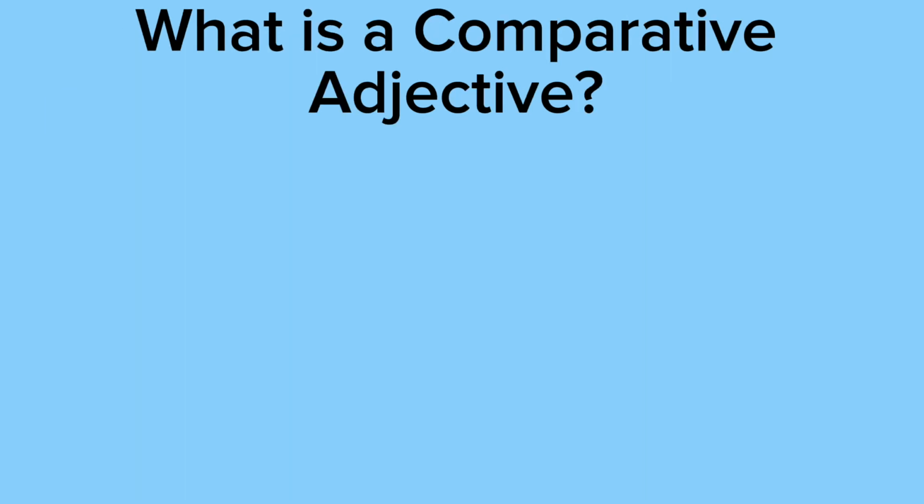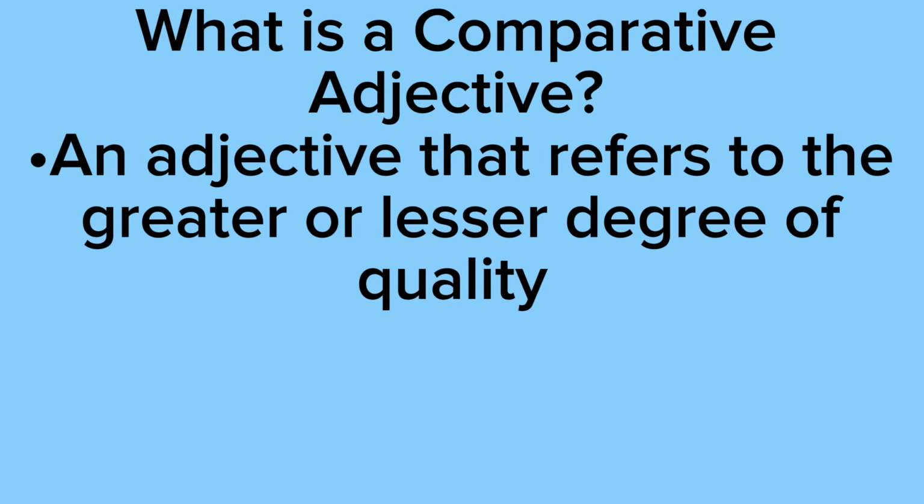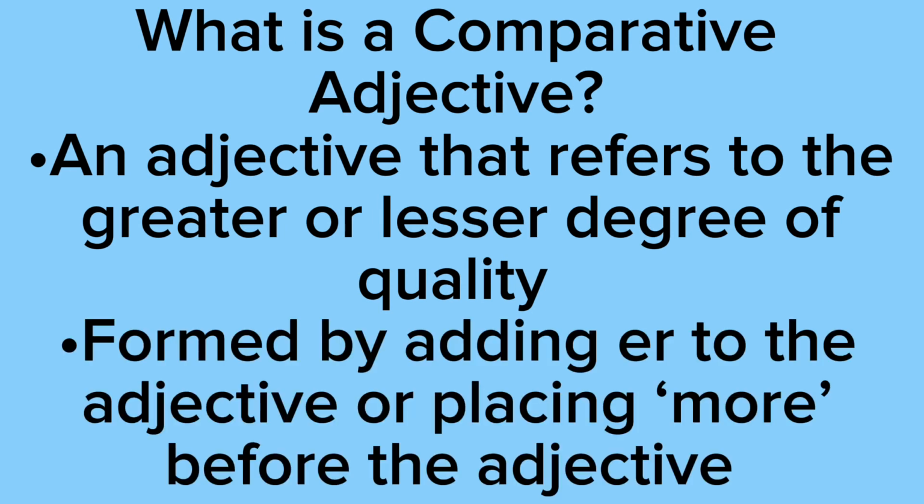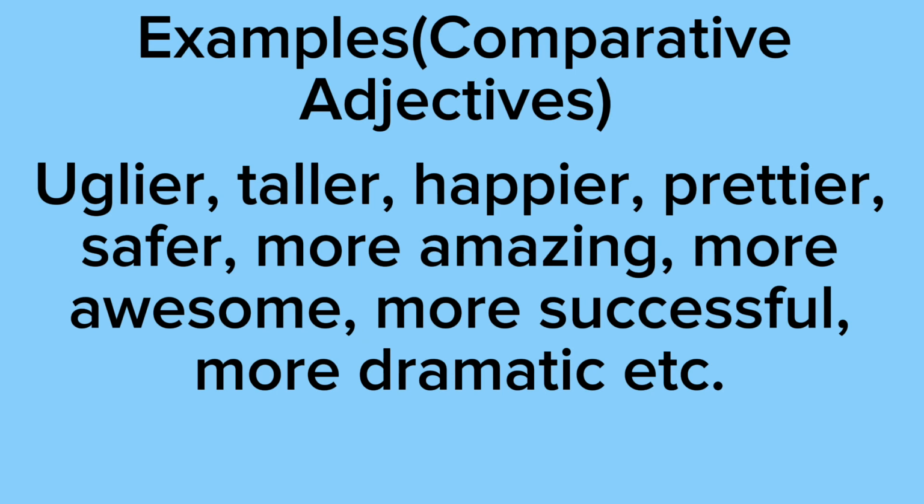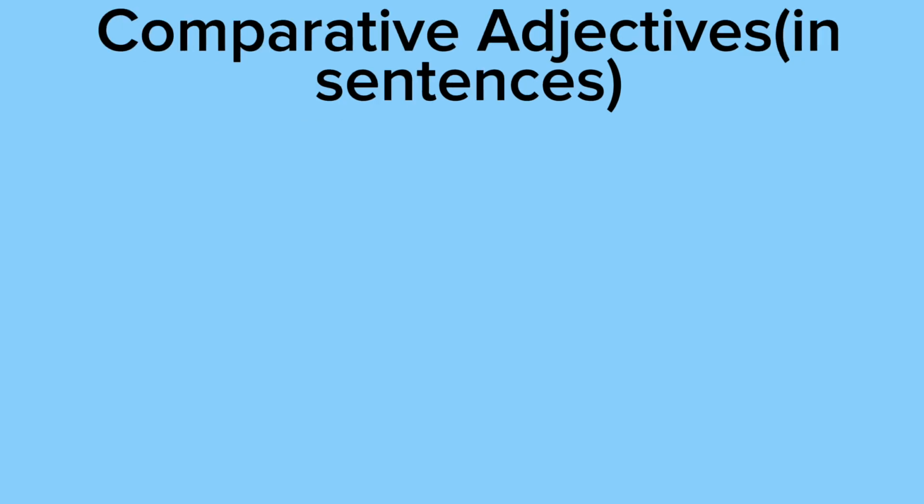So what is a comparative adjective? A comparative adjective is an adjective that refers to the greater or lesser degree of quality, formed by adding er to the adjective or placing more before the adjective. Here are some examples of comparative adjectives: uglier, taller, happier, prettier, safer, more amazing, more awesome, more successful, more dramatic, and so on.